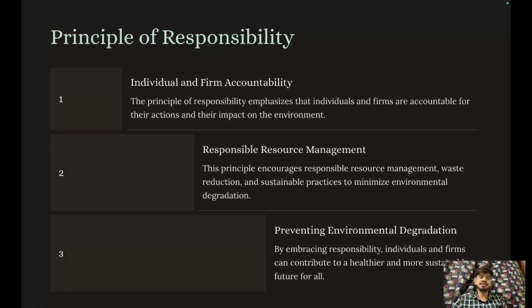Principle of responsibility, where individual and firm accountability comes into the picture. The principle of responsibility focuses on individuals and firms being accountable for their actions and their impact on the environment. Responsible resource management: this principle encourages responsible resource management, waste reduction, and sustainable practices to minimize environmental degradation. Preventing environmental degradation: by embracing responsibility, individuals and firms can contribute to a healthier and more sustainable future for all.